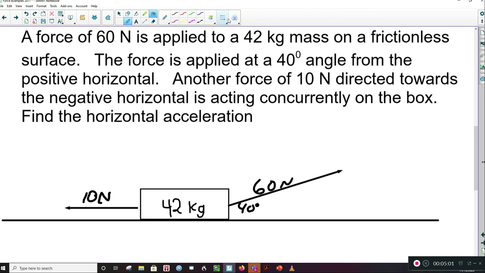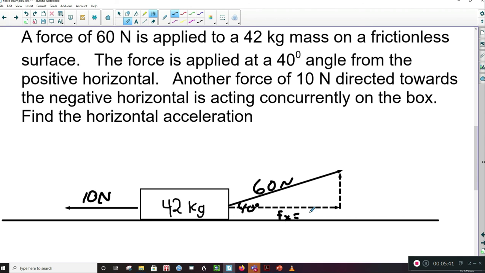Let's see. So the first thing I want to do is I want to break this vector into its two components. I'm not worried about the y component. We haven't even talked about y yet, which we will next class. Let's get through this first. So we're going to call this fx. And I am not going to go through how to solve fx again. You can look at the previous example if you're not sure.